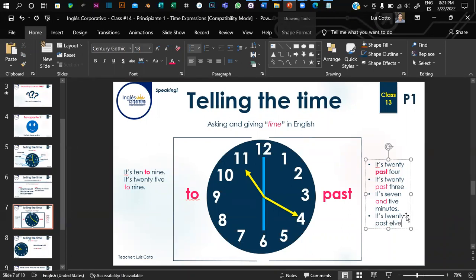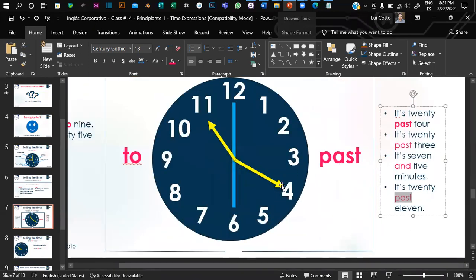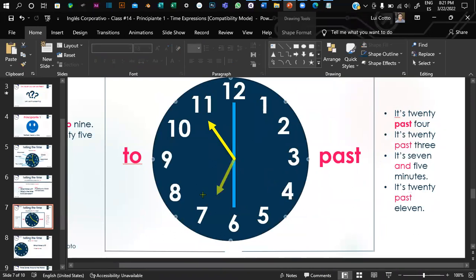Okay, in other words, 11 and 20. And can you say 11 and 20? 11 and 20, 20 what? Minutes. Yes, it's possible, okay, but this is the correct way. This is the correct way, past, yes? It is past.